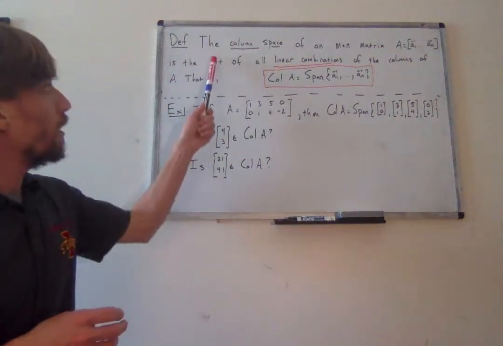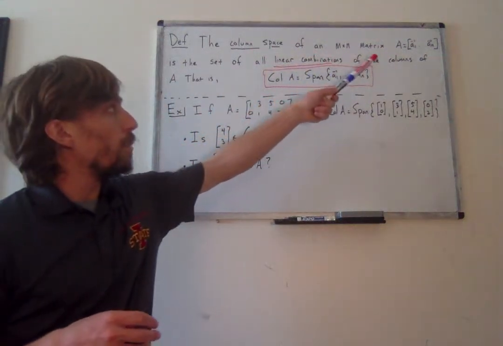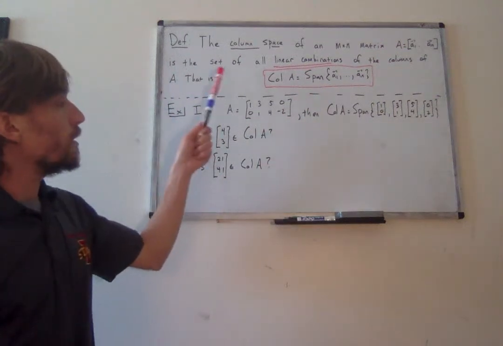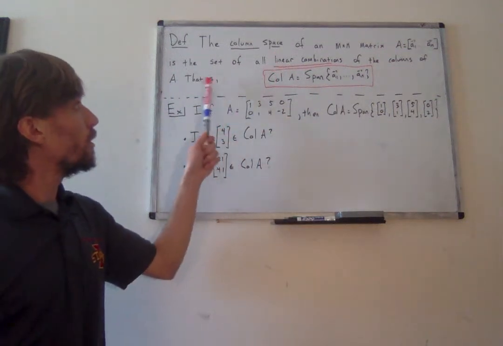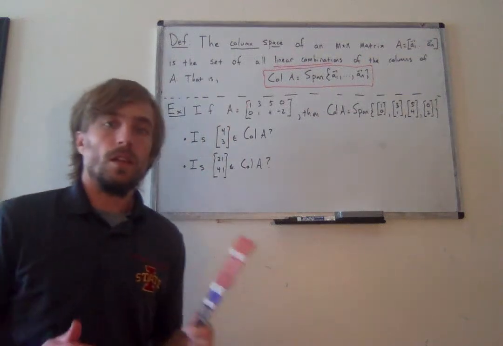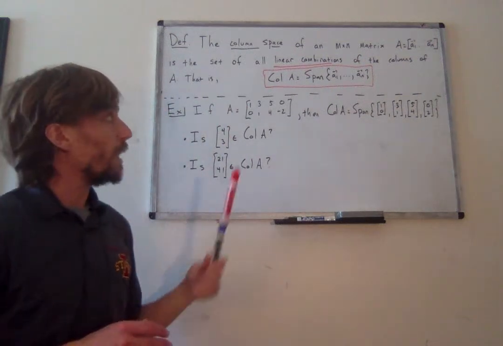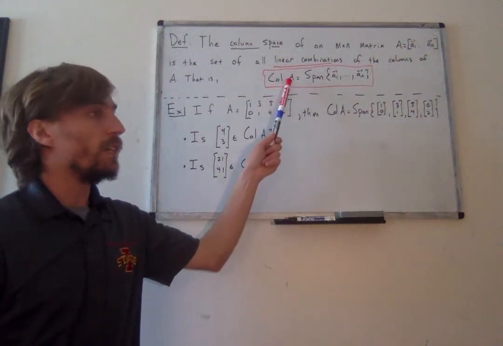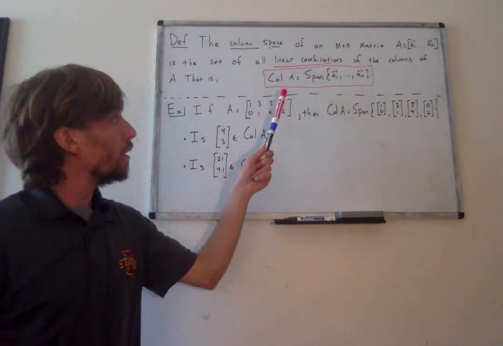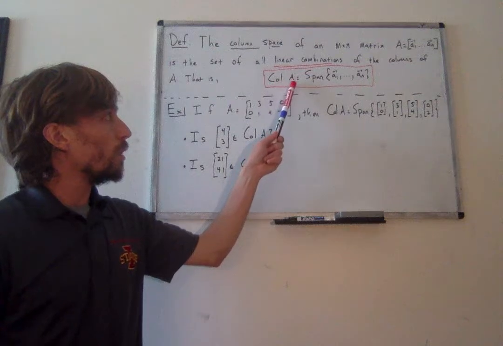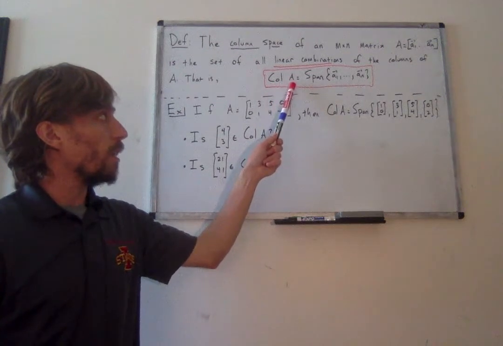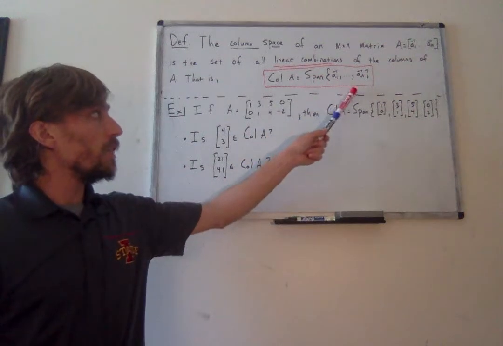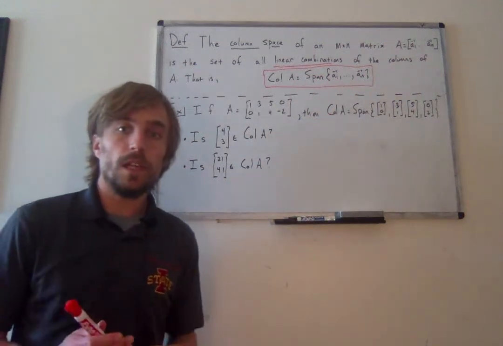So the column space of an M by N matrix A, where here I've defined it in this column notation, is the set of all linear combinations of the columns of A. A more compact way of writing this, we might write COL of A. This is the abbreviation, much like we did for the null space, that we use to talk about the set that is the column space of A. And notice, by definition, it's just equal to the span of the columns of A, right?